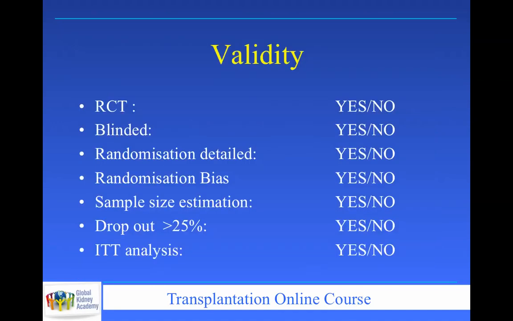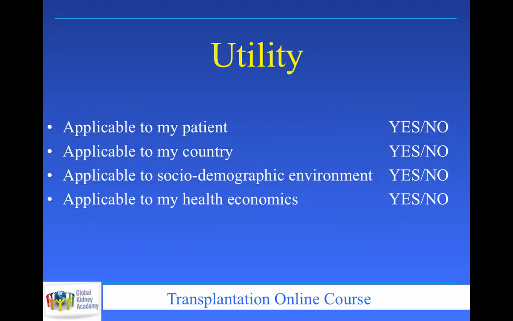And I'll leave you with a checklist. Is the study randomized controlled? Is it double-blinded? Is the randomization detailed? Is there a bias? Is the sample size estimation detailed? Is the dropout and not accounted for in patients or individuals more than 25%? Is the analysis intention to treat, taking everybody into consideration or not? And then you can score, and we'll give you a template that would allow you even to put a score and a number on each trial.